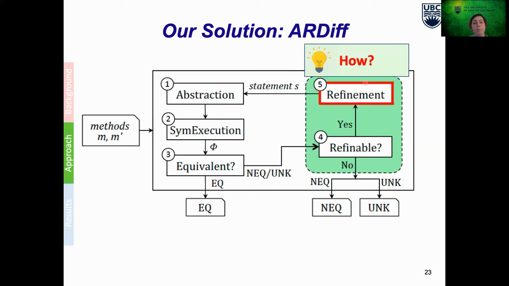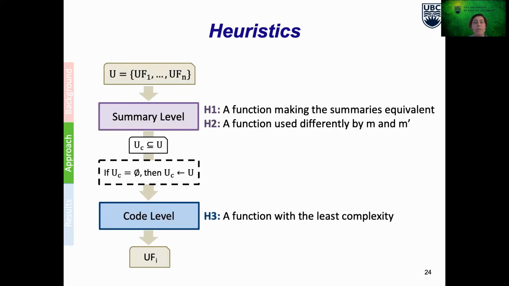One of the core contributions of our work is how we select the statement to be skipped in the next iteration. Or saying this differently, which uninterpreted function needs to be refined. We devised a set of heuristics to identify such functions efficiently. Our heuristics work on two levels, summary level and code level. For summary level heuristics, we look for uninterpreted functions that have the highest chance to be useful when proving equivalence.